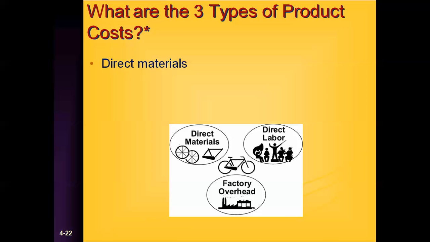And there are some requirements here that must be met. They must be traceable, meaning that they can be identified specifically with the product as a particular piece of material that is used in the product. And secondly, they must be expensive enough to warrant tracing, to warrant the fact that you're monitoring these particular costs. If they're essentially very low or irrelevant, you wouldn't necessarily want to monitor those costs.